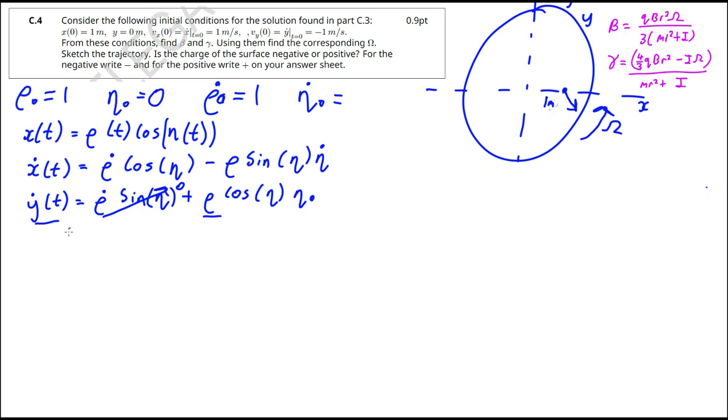I know that my y dot, in this case they tell us, is minus 1 meter a second, and cos is just going to be equal to 1, so that means that eta dot is going to have to be minus 1. Alright, so then when we do that, we've got this equation from before, that gamma plus 2 eta naught has to equal 0. So we have that from our differential equation.